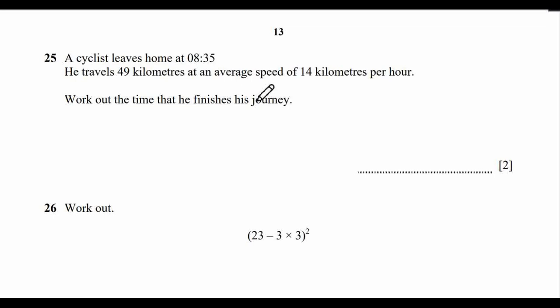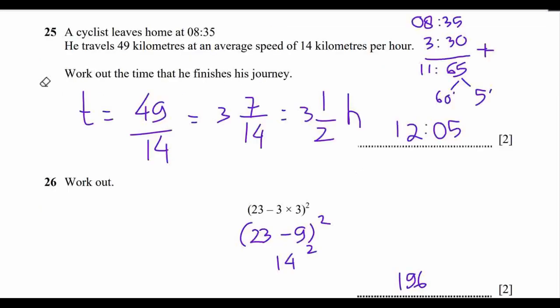Alright, we got the answer. Let's check it out, guys. So the answer will be 12:05. How do we get that? For 49 kilometers, the distance over the speed is 14. Distance over speed, we get the time. So 49 divided by 14 is 3.5.